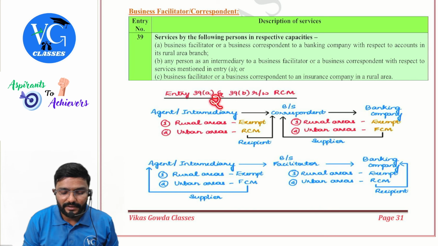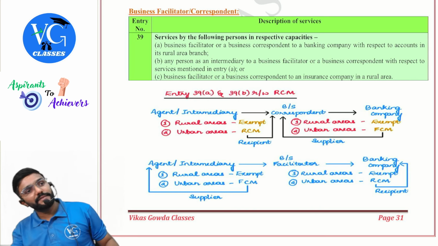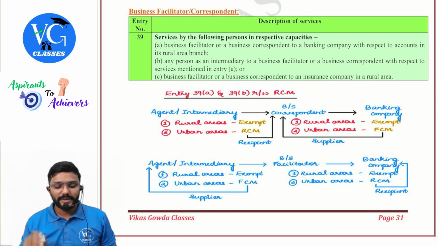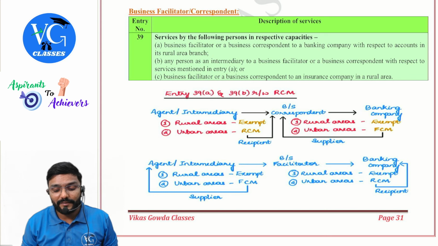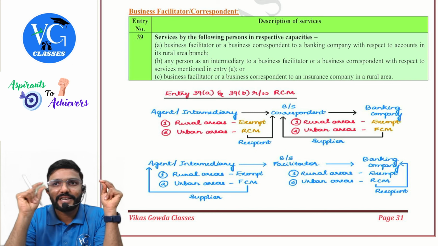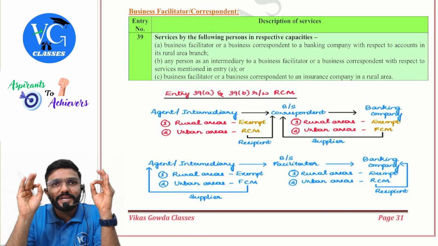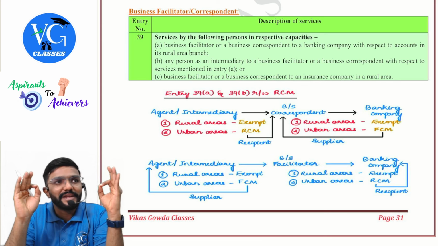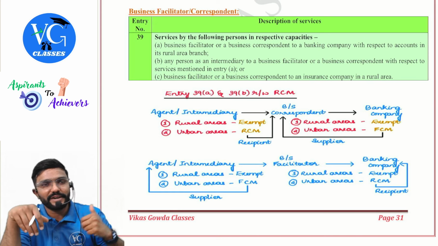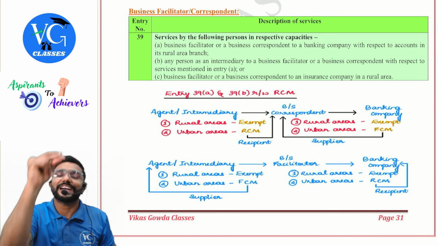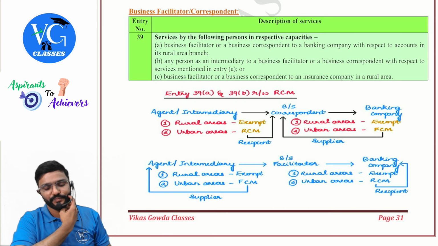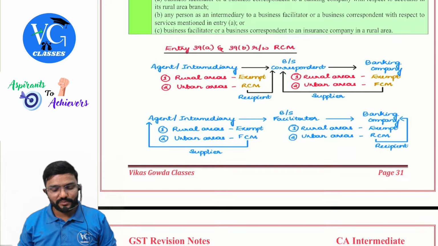Next, I am taking second category. The agent or intermediary is giving services to business correspondent. If it is with respect to rural area, exempt. But if it is with respect to urban area, covered under RCM. Who should pay tax? Business correspondent. So simple. Listen here. If the service is with respect to urban area, business correspondent to bank, who should pay tax? Business correspondent. Agent to business correspondent, who should pay tax? Business correspondent. So in both the places, who is targeted? Business correspondent.